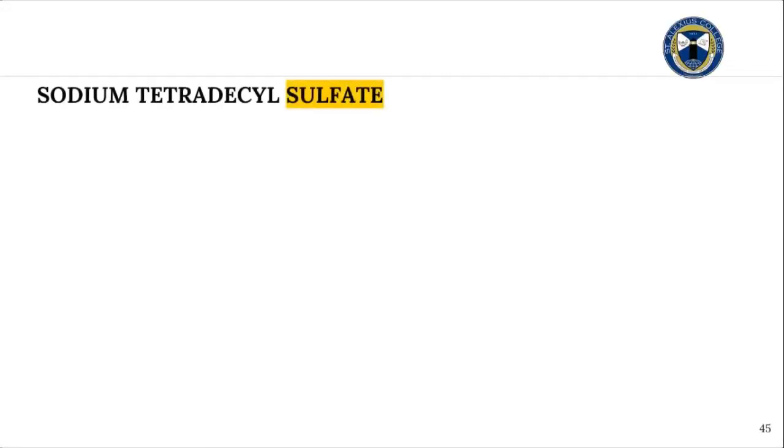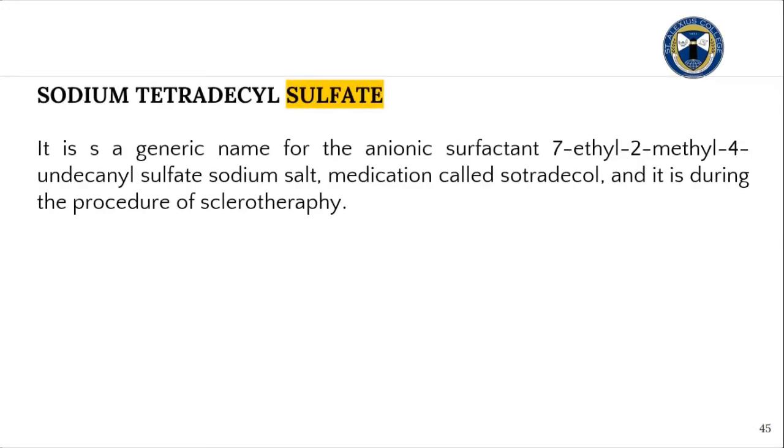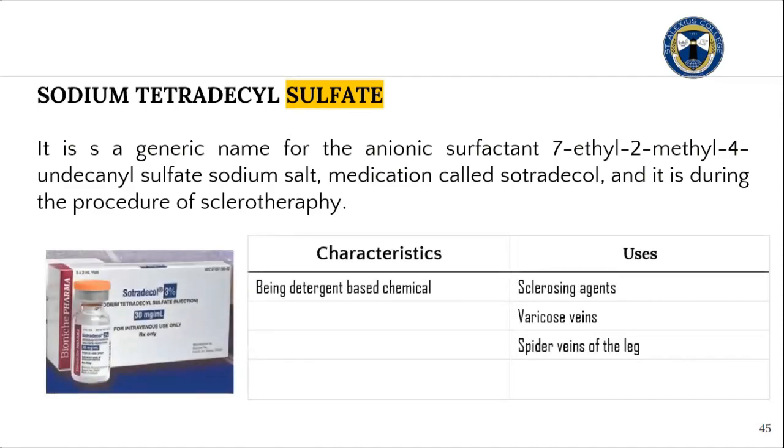Second is the sodium tetradecyl sulfate. It is a generic name for an anionic surfactant, 7-ethyl-2-methyl-4-undecanyl sulfate sodium salt, and the medication is called Sotradecol, used during the procedure of sclerotherapy by injection into the vein, which causes it to shrink. The characteristic of sodium tetradecyl sulfate is that it is a detergent-based chemical, and the primary use of this is as a sclerosing agent for varicose veins and also for spider veins of the leg.